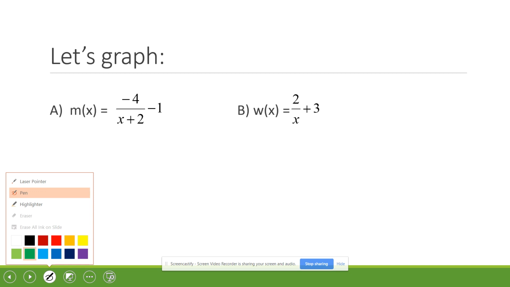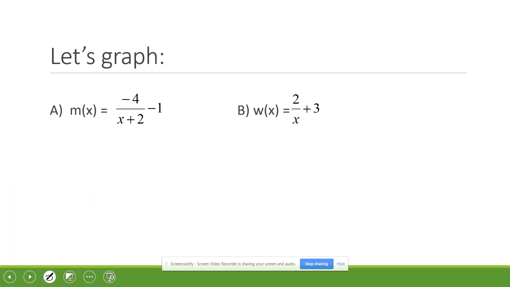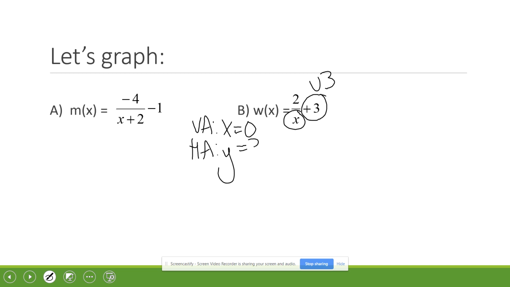All right, example B. So we are not adding or subtracting anything here. Our vertical asymptote is still going to be at x = 0. And this one is going to be up 3, so our horizontal asymptote is at y = 3. Our table, again, will split at x = 0.